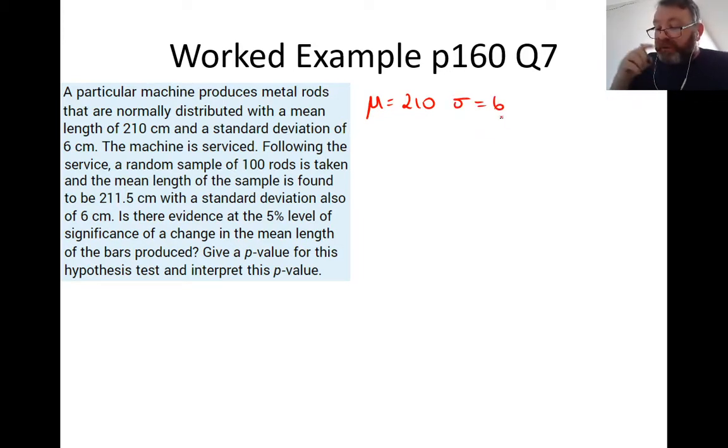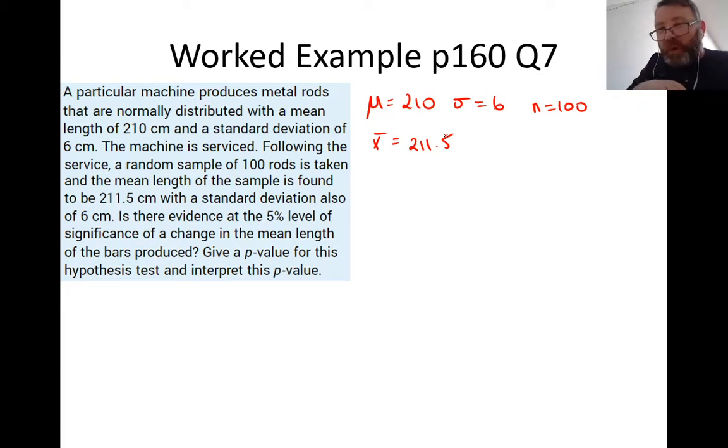Okay. The machine is serviced. Following the service, a random sample of 100 rods, so n equals 100, is taken, and the mean length of the sample, x bar, is found to be 211.5, with a standard deviation also of 6. Is there evidence at the 5% level of significance of a change in the mean length?